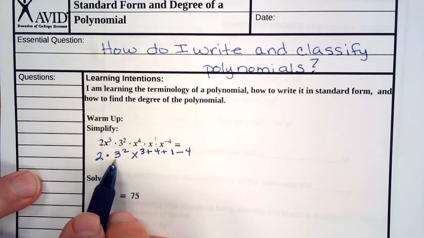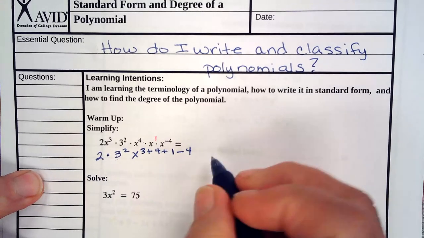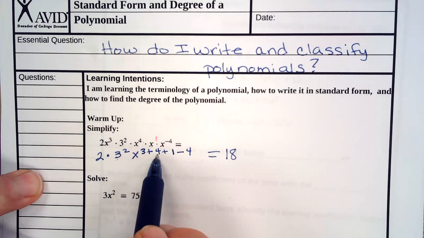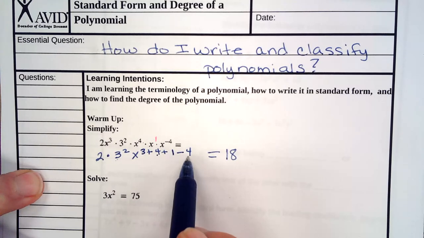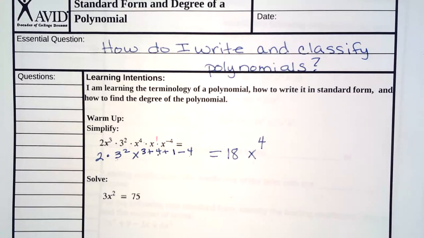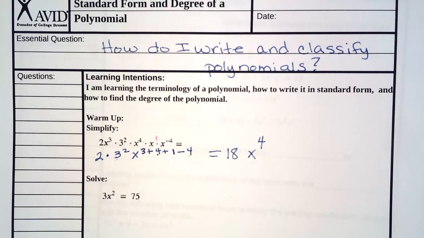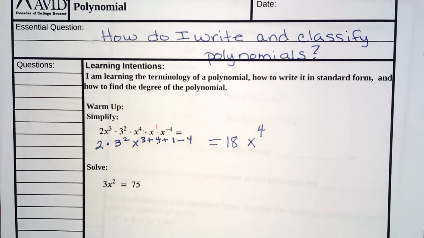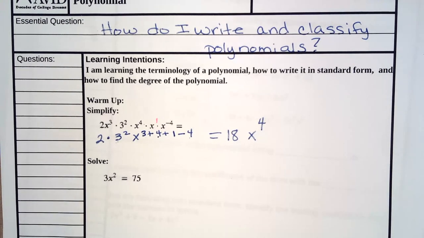Okay, 2 times 3 squared. 2 times 9 is 18. 3 plus 4 is 7, plus 1 is 8, minus 4 is 4, so it's x to the 4th. If that's what you got, good job. If not, go back through the video and see what part you were not understanding. If you still don't understand, come see me.